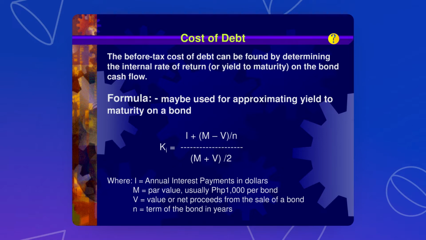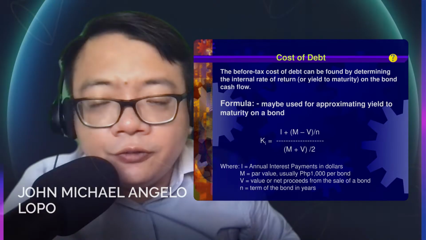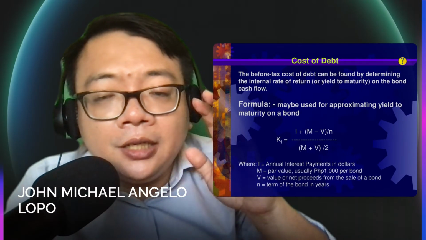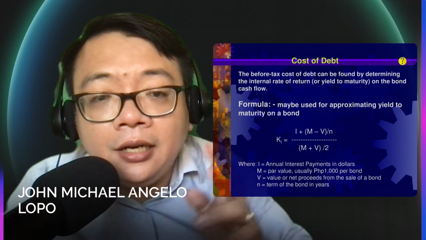so next one, how do we compute for our cost of debt? Please take note of this. The cost of debt can be found by determining the internal rate of return on the bond cash flow. So class, that is what our cost of debt means. The before tax cost of debt can be found by determining the IRR on the bond cash flow.